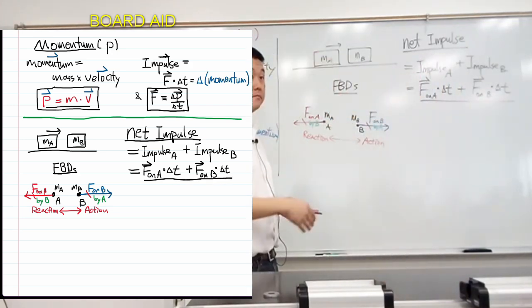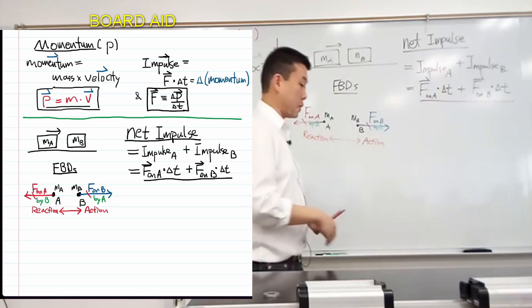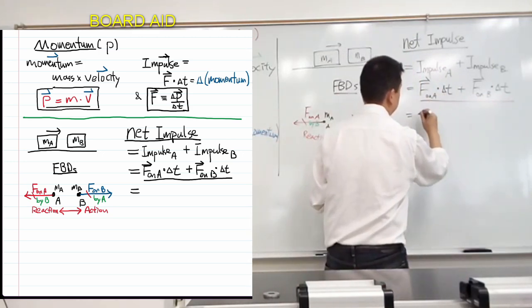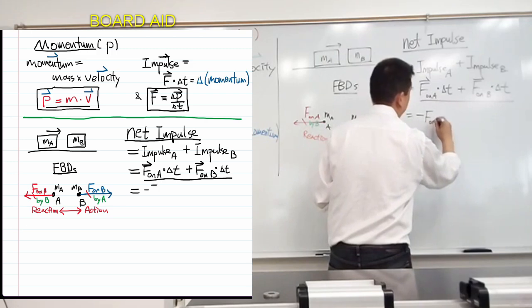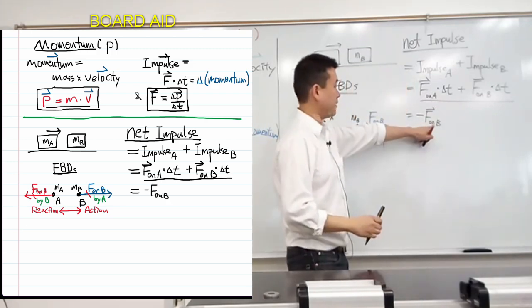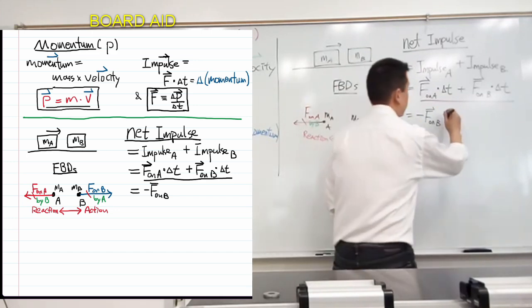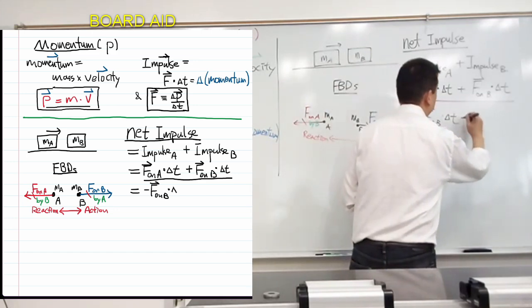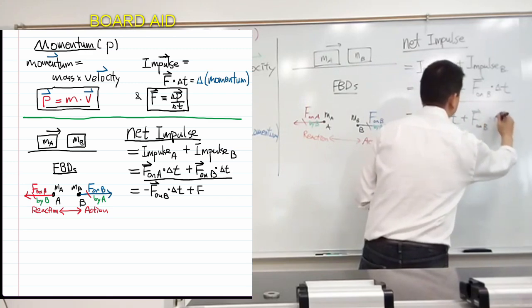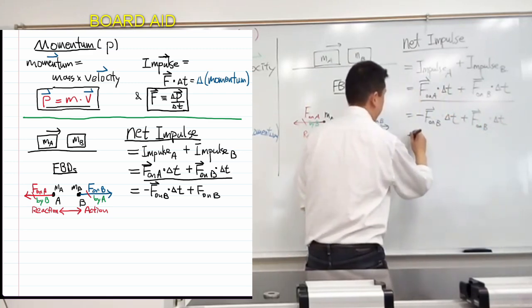Yes? The force on A should be equivalent to force on B. Yeah, so I could actually rewrite it this way. This is minus force on B, right? Equal in magnitude, opposite in direction, times delta T, plus force on B times delta T. Hey, that looks like that adds up to 0.